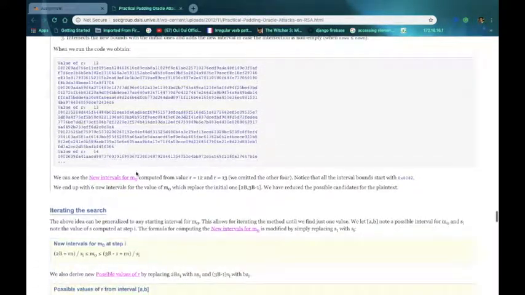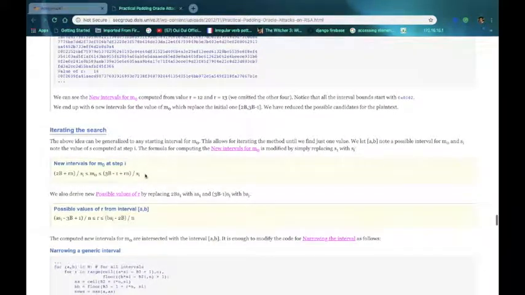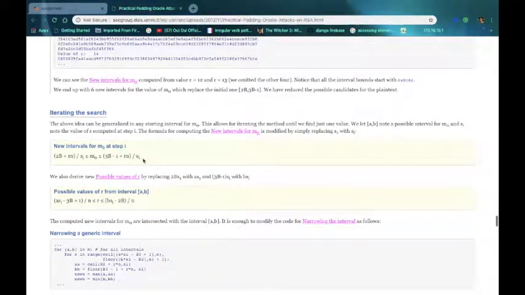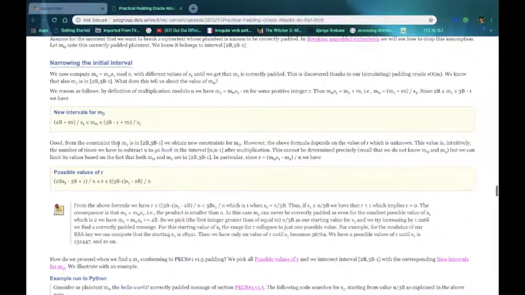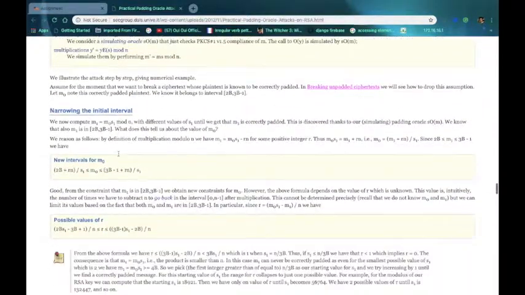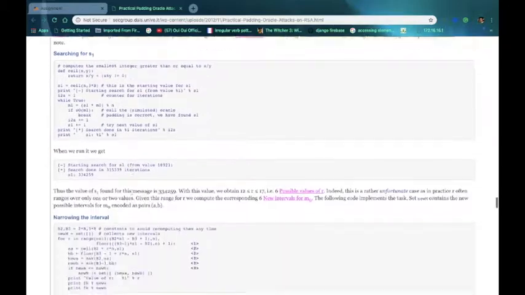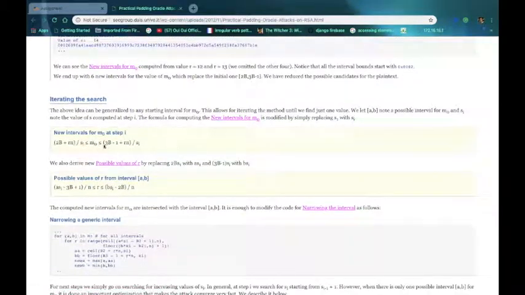Next, we try to do this for different starting values of the interval for M0. Initially, the starting interval for M0 that we had taken was 2b plus Rn by S1 and 3b minus 1 plus Rn by S1. Instead of that, we will generalize this, and let a comma b denote a possible interval for M0, and Si denote the value of S computed at step i.